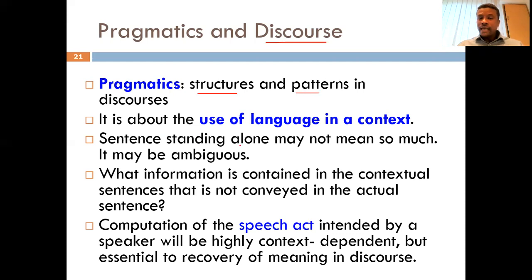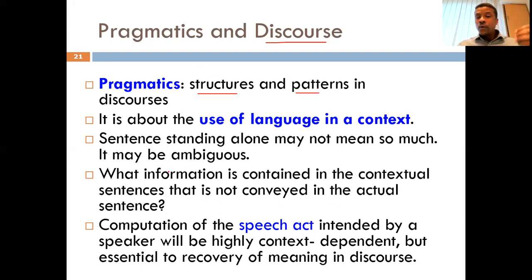A sentence standing alone might not mean anything sometimes. If you remember, if you have a sentence like, I like it, it's a sentence by itself. I like it, right? But what do you like? To give a meaning for this sentence, you have to go beyond the sentence. You have to see what happened previously. That's why we call it a discourse. Discourse is a conversation beyond the sentence. So what information is contained in a contextual sentence is not conveyed in an actual sentence. This is what we want to do.